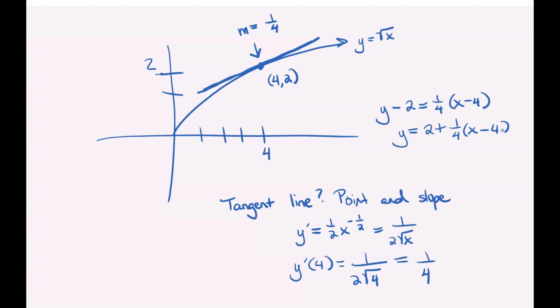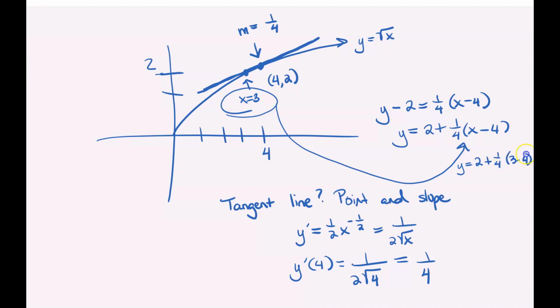Now, what we're going to look at today is, why is that tangent line useful? Well, it's useful when we want to evaluate points that are really close to that point of tangency. So for example, if I want to approximate what happens when x equals 3, I can plug it right into the tangent line, and we're going to get an approximate y value. So when x is 3, I would have 2 minus 1/4, or 1 3/4.